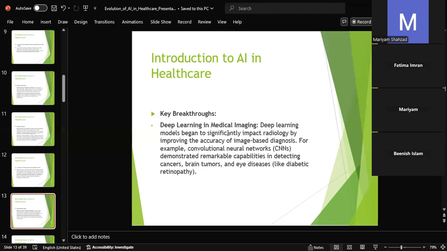For example, the convolutional neural networks demonstrated remarkable capabilities in detecting cancers, brain tumors, and eye diseases like diabetic retinopathy. I actually shared a workbook of this diabetic retinopathy detection that day on my screen.